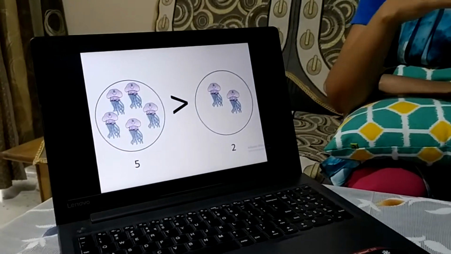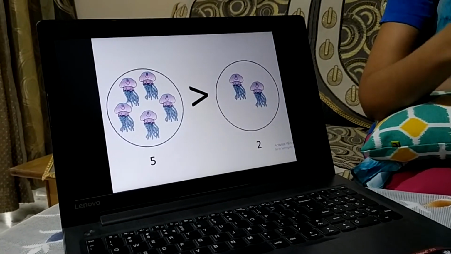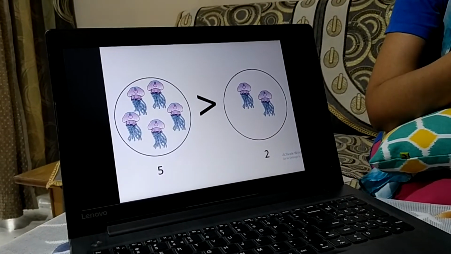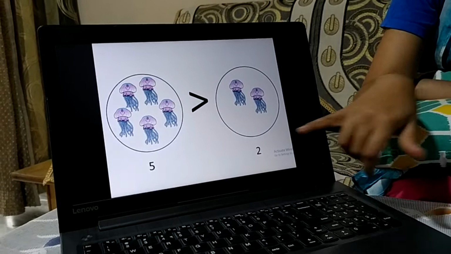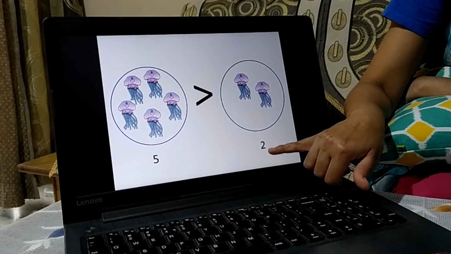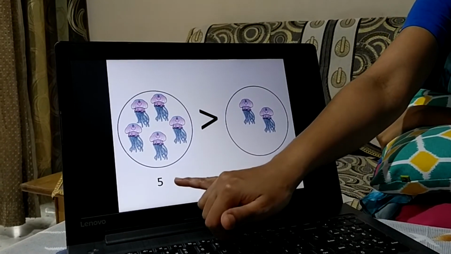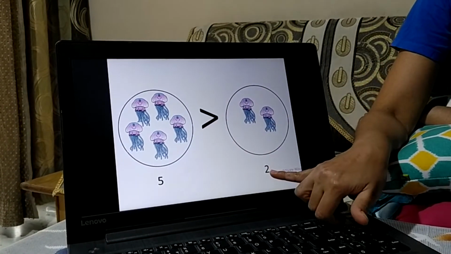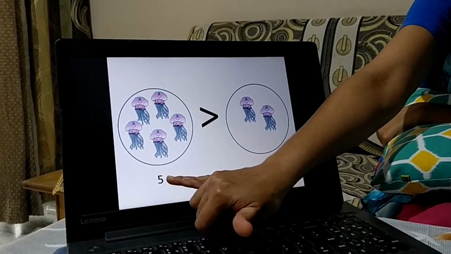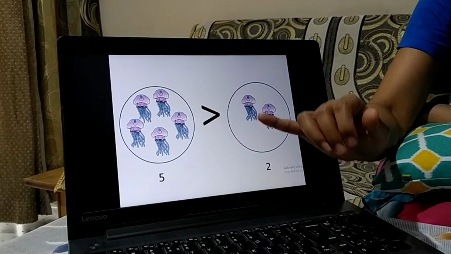Okay, now because we need to compare the numbers, whether a number is greater than or lesser than, we will be doing it in number form. So this is 5. Here we have 5 jellyfish, here we have 2 jellyfish. Okay, so 5 is greater than 2, right? 5 is more, 2 is less, so 5 is greater than.